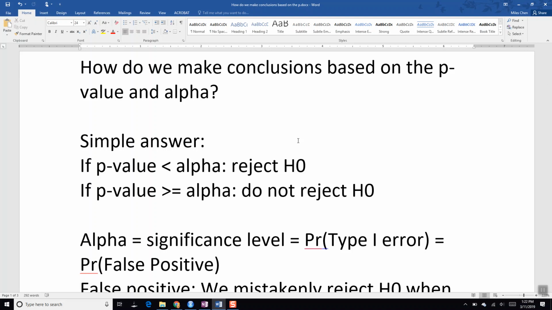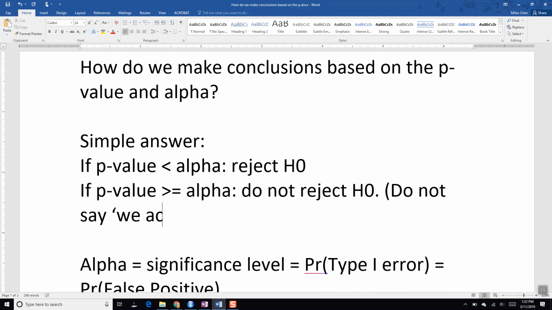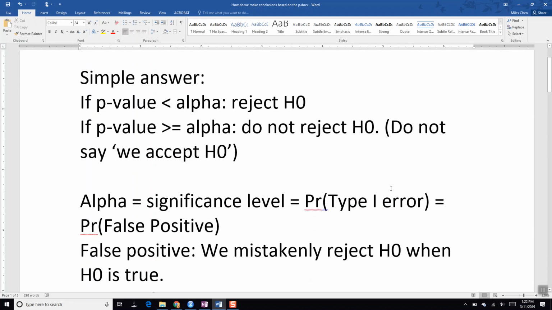Okay, all right. So, a simple answer regarding p-values and alpha. If the p-value ends up less than alpha, you say we reject the null. And if the p-value ends up greater than or equal to alpha, you do not reject the null. Do not say we accept the null, okay? Because that is wrong.